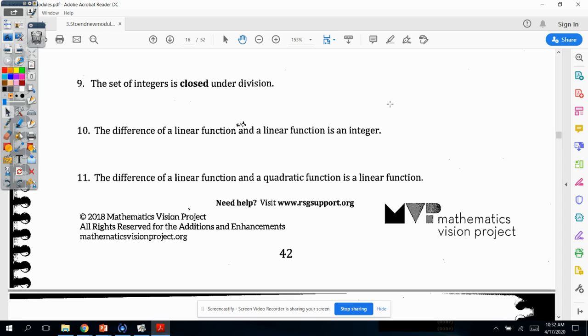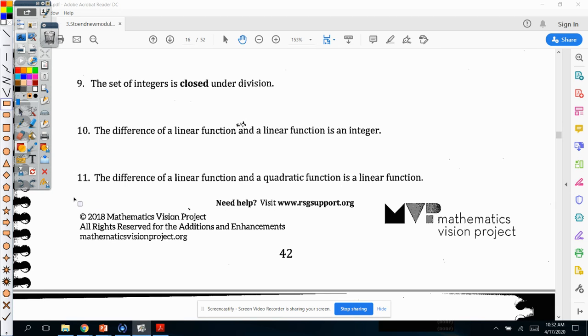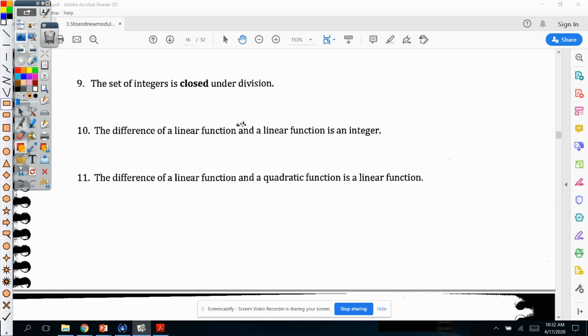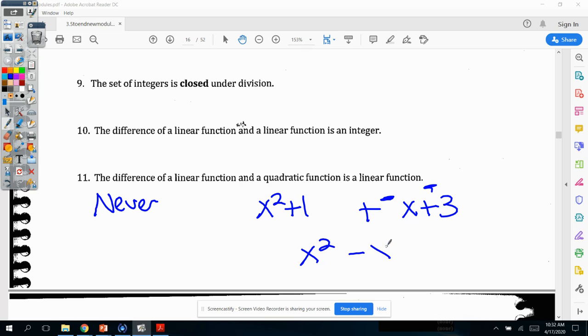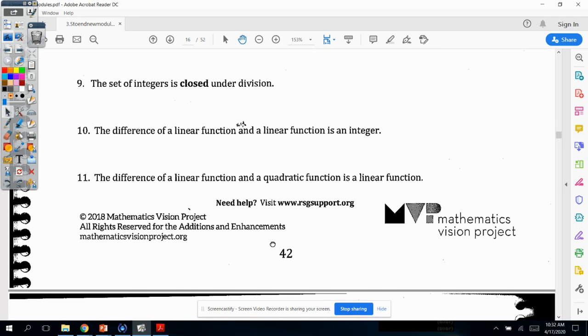The difference of a linear function and a quadratic is a linear. That is not true. You will still have a quadratic function. They really didn't give you much space there. That was kind of a jerk of them. I'm sorry that happened. That is not true. Because if I take a quadratic, let's say x squared plus 1, and I subtract x plus 3, subtract all the pieces, I get x squared minus x minus 2, which is still quadratic. You're always going to get a quadratic on those.